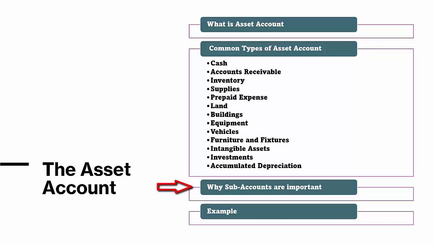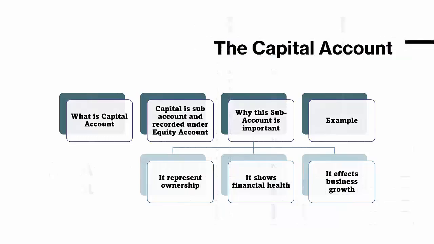Why these sub-accounts matter. Each sub-account gives us specific information about different kinds of assets the business owns. By separating assets into these categories, we can see exactly where our resources are and understand how they contribute to the business. For example, cash helps pay bills and employees. Inventory represents goods to sell and earn revenue. Equipment helps in production and business operations. Understanding these sub-accounts gives us a clear picture of everything the business owns and how each asset supports the business's goals.